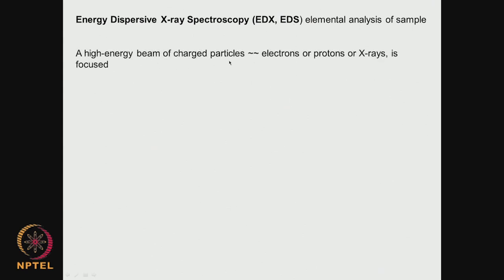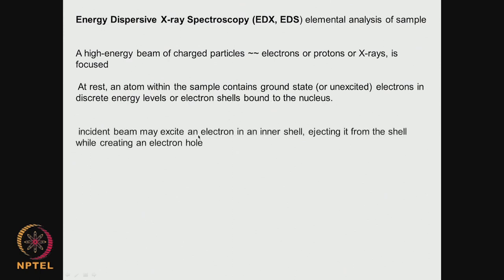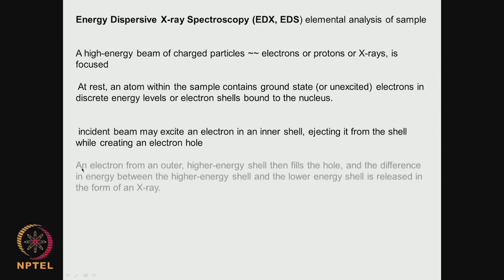So a high energy beam of charged particles, electrons or protons or X-rays is focused on the surface. At rest, an atom within the sample contains ground state electrons in discrete energy levels or electron shells bound to the nucleus. So, the incident beam may excite an electron in an inner shell, ejecting it from the shell while creating an electron hole. So, an electron from an outer higher energy shell then fills this hole, and this difference in energy between the higher energy shell and the lower energy shell is released in the form of an X-ray, which is detected. That is why it's called energy dispersive X-ray spectroscopy.